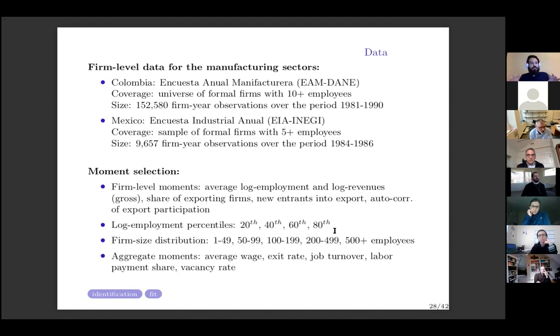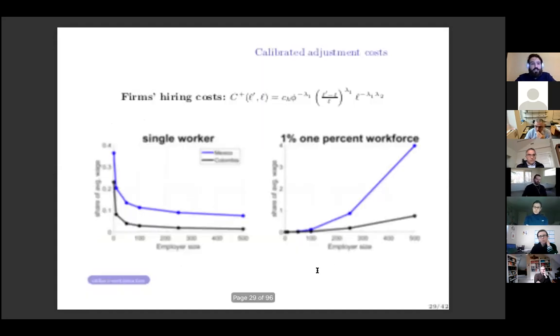And using this firm level data, I will construct the following moments that have to do with firm levels: first moment, average log employment, revenues, share of exporting, new entrants into export, autocorrelation of export participation. There will be moments of employment percentiles, firm size distribution, and other aggregate moments that have to do with turnover, vacancy rate, labor payment share, exit rate and average wage.